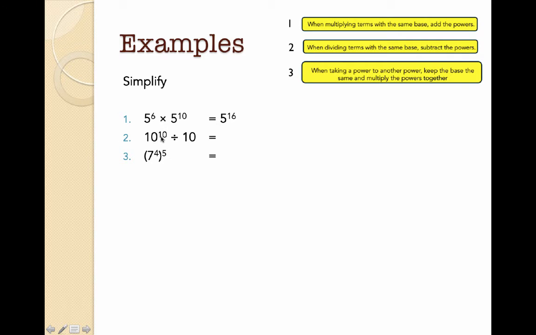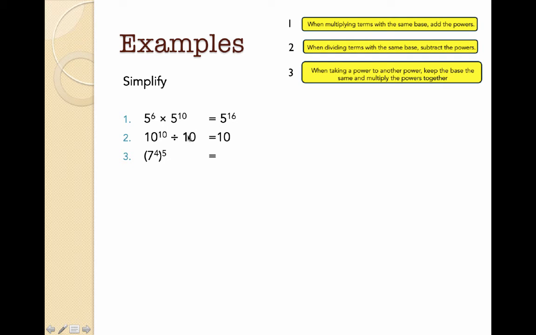Second question, 10 to the power of 10 divided by 10. This is a divided by question, so I'm going to subtract the powers. My base is 10, so my base will be 10 in my answer. Now here's a tricky part. There's no power here, so what do you think we do?